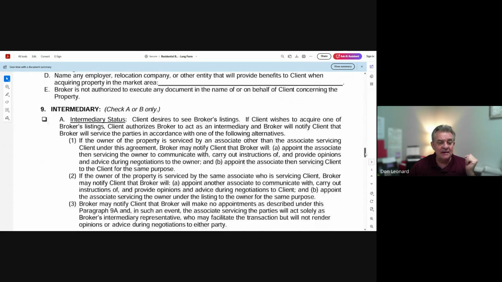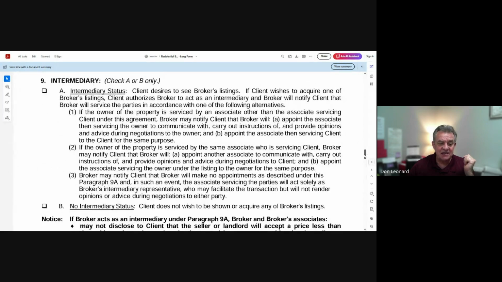Intermediary, number 9, intermediary status. That's a yes or a no. Go ahead and mark yes. Even if you don't plan on doing both sides yourself, remember, intermediary is not just you.